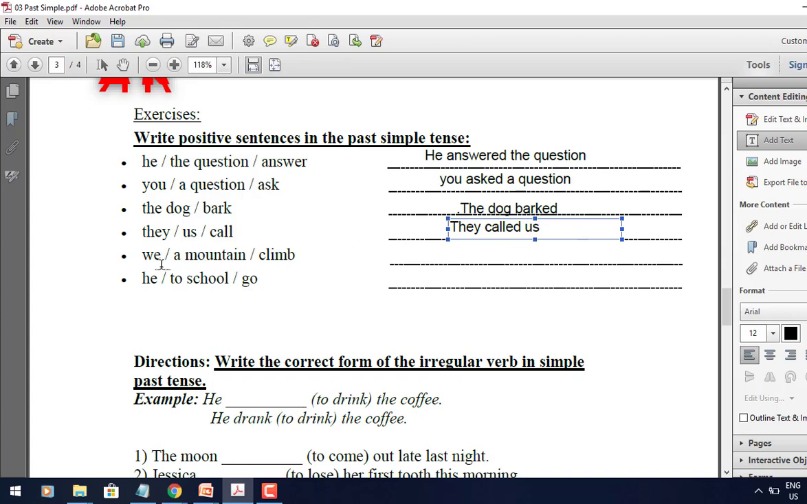Number 5. We, a mountain, climb. The verb is climb. Climb is a regular verb. Then we just add -ed. We climbed the mountain.